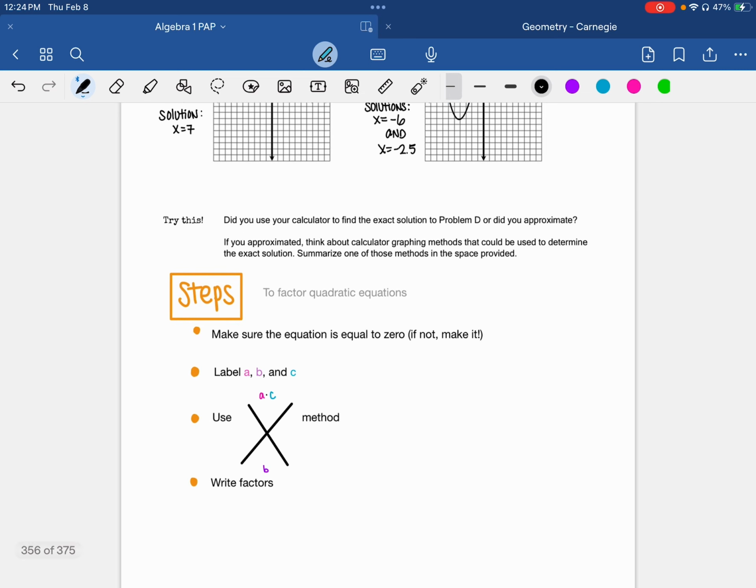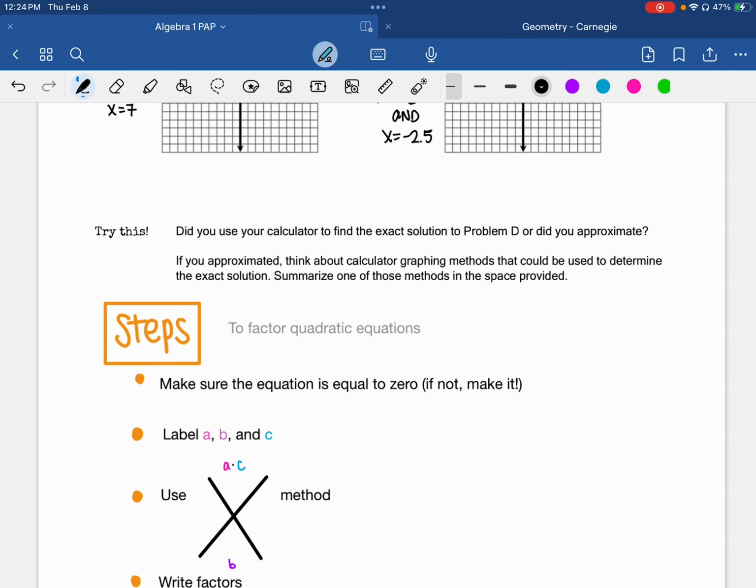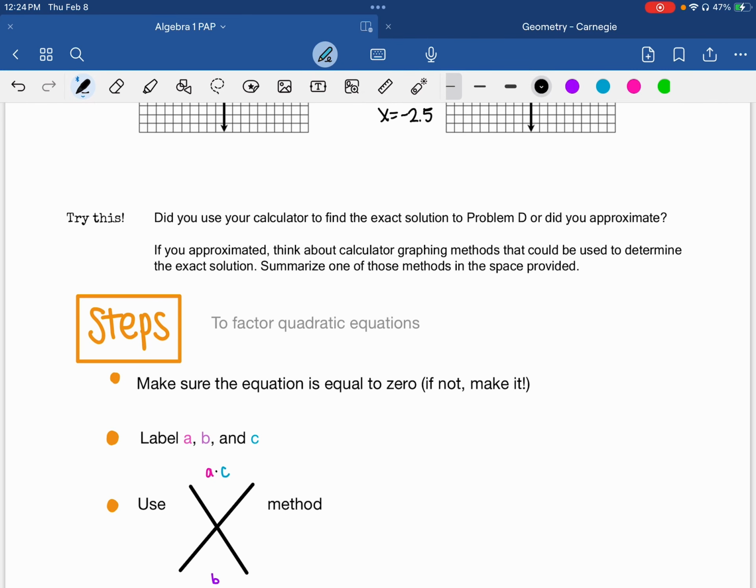All right, so they want us here in the try it to say, in this last one, did you use your calculator to find the exact solution to problem D, or did you approximate? Now, we were lucky because we used Desmos. We were able to find the exact solution to problem D because Desmos did that for us. But if we were to have used our TI Inspire like we did in class, then we would have had to approximate. So it's just a difference between which graphing software we are using. The TI Inspire, we would have to approximate, or our Desmos, which is going to give us that decimal. You even saw it give us the decimal for the vertex.